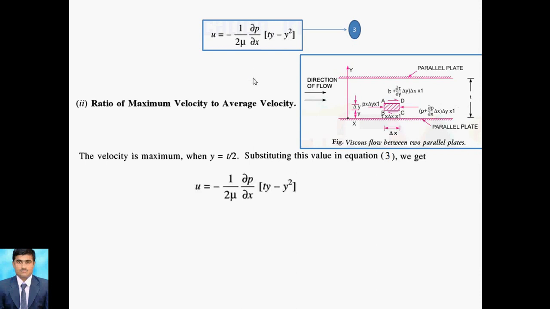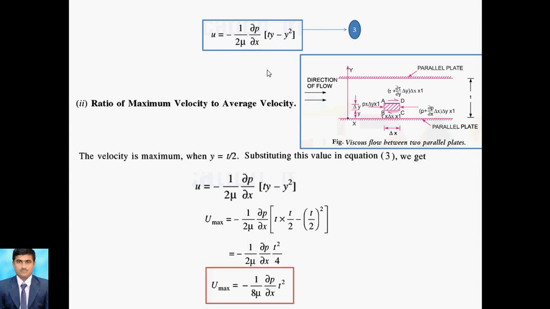After solving this, ty minus y². So this is the equation. If you put the value y equal to t by 2, then after putting this value, we will get the value of u max, that is minus 1/(2μ) ∂p/∂x t²/4. So this is the equation for u max, the maximum velocity. So this is the maximum velocity.